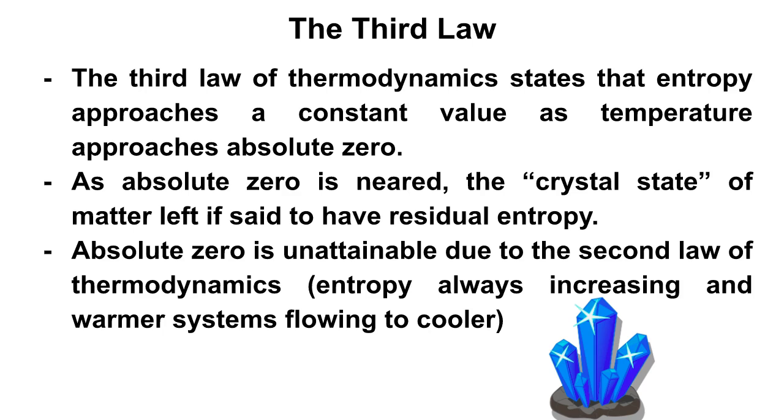Absolute zero is an unattainable value due to the second law of thermodynamics, right? Entropy is always increasing and warmer systems are flowing to cooler. So why is absolute zero? And remember, when we're talking about absolute zero, Kelvin is the absolute scale. So we're talking about 0 Kelvin, all right? When we get to 0 Kelvin, why is it unattainable and it's just a theoretical construct? Now, we have in labs had the ability to get, I believe, to like a millionth of a degree of 0 Kelvin. So we're very close.